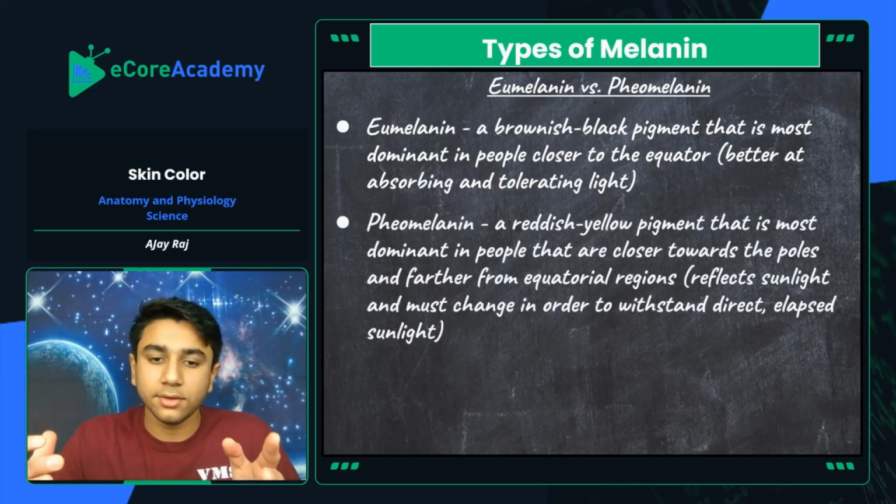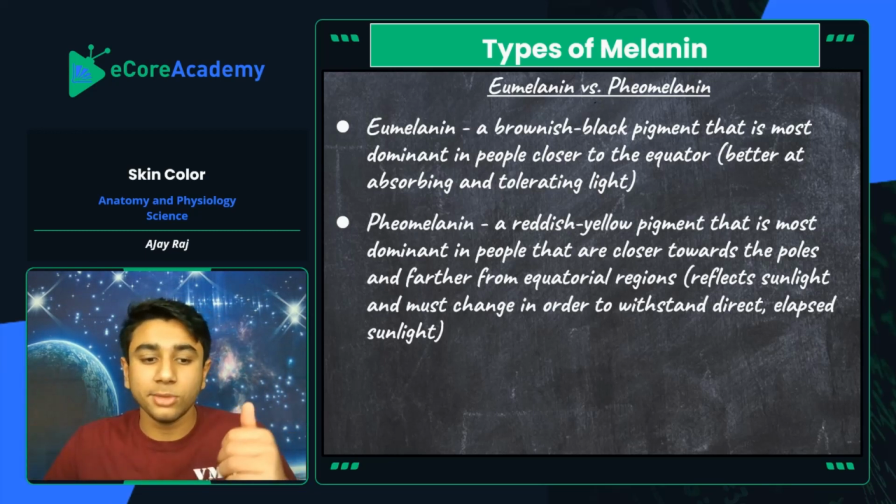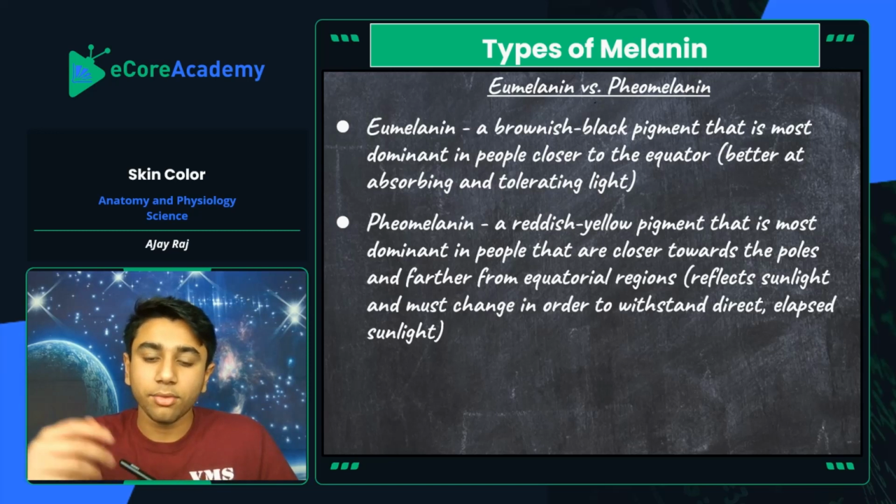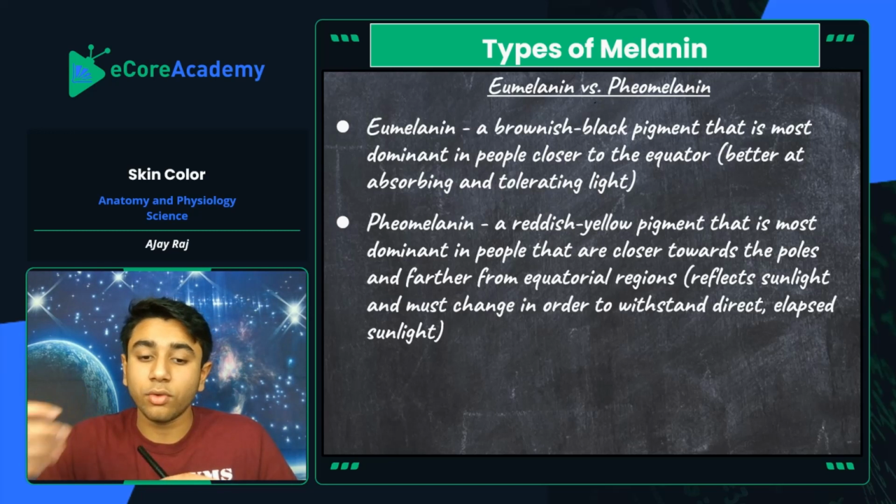And then the opposite of it, we have the pheomelanin, which is a reddish yellow pigment that is most dominant in people that are closer towards the poles and farther away from equatorial regions. So people in Antarctica, they don't get that much sunlight, so they really don't need those darker shades. They're going to have lighter skin so they can reflect sunlight. And when they reflect sunlight, they're going to have to change in order to withstand direct sunlight.